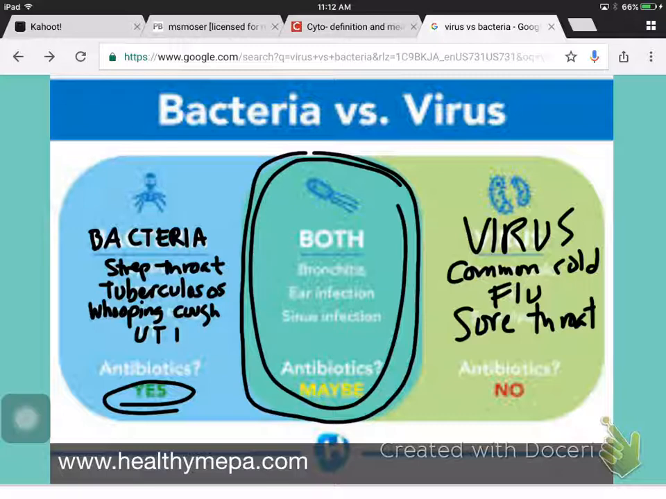Ear infections. Who here had an ear infection as a kid? Anybody have tubes? Anybody like hardcore? Okay. Whew. Tubes, I think, are not fun. I missed them, and my daughter missed them. Ear infections can be viral or bacterial.